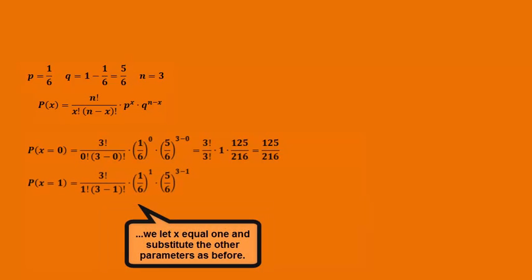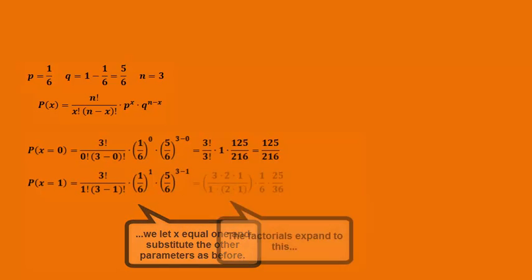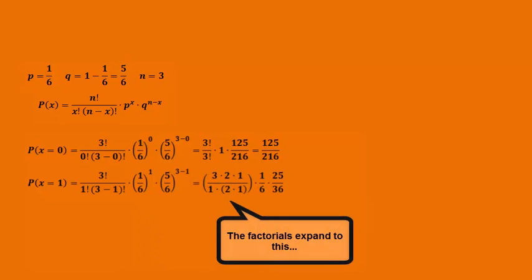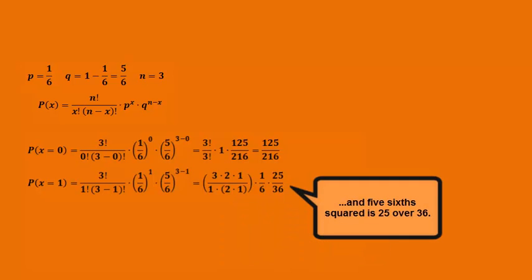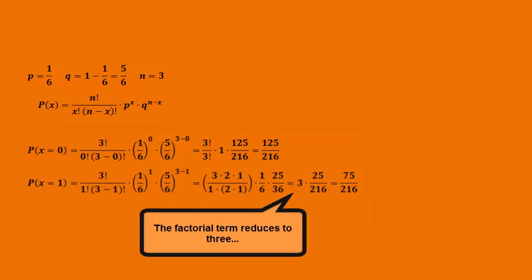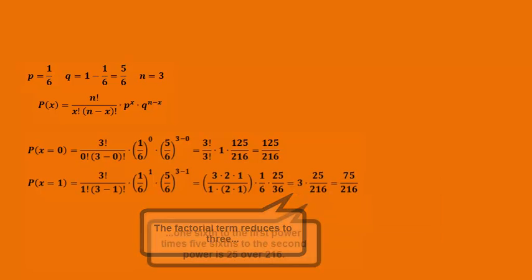1 and substitute the other parameters as before. The factorials expand to this. 1/6 to the 1st power is 1/6, and 5/6 squared is 25 over 36. The factorial term reduces to 3.